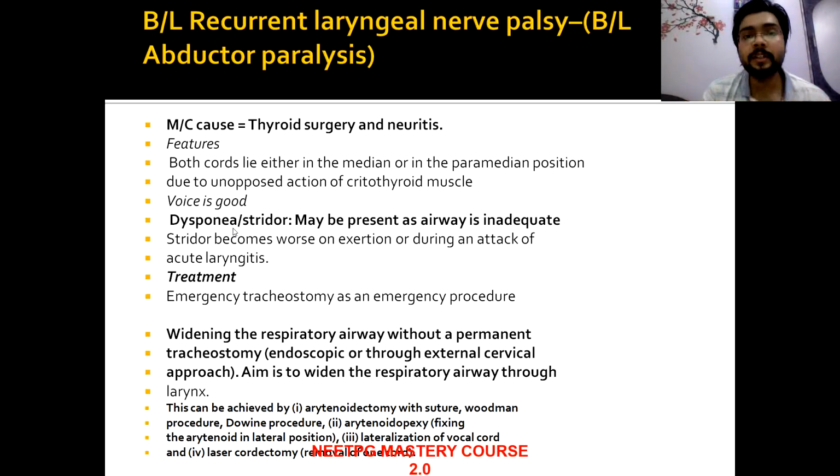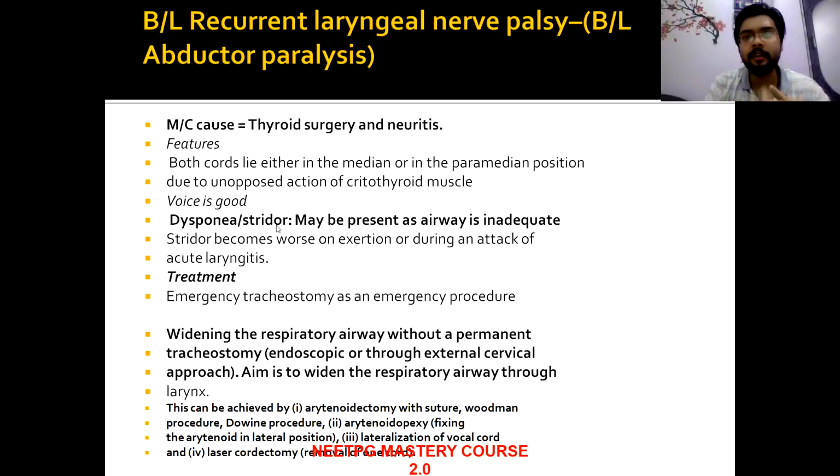So the emergency procedure that is required to save the patient's life in these cases is tracheostomy. Now you will do a tracheostomy to save life, to save the patient from respiratory distress or stridor. So here the voice will be good, but patient will be having stridor. Why will the voice be good? Because vocal cords are anyway opposed to each other. So they cannot open, but they are opposed to each other.